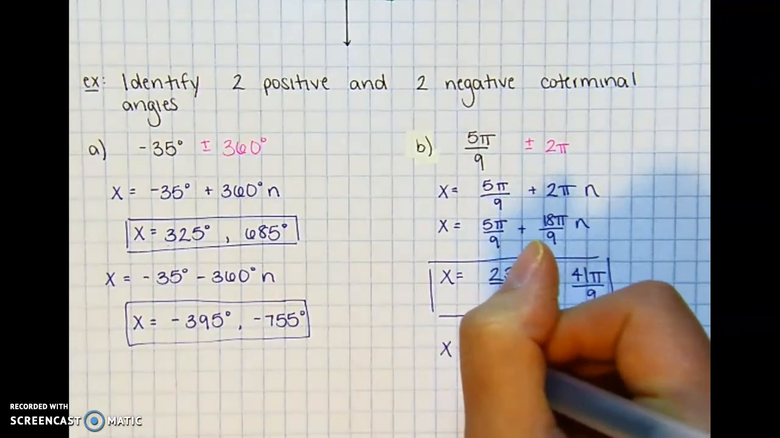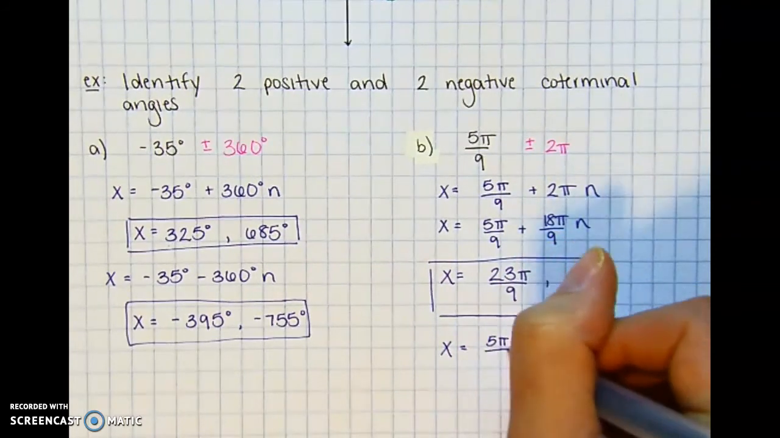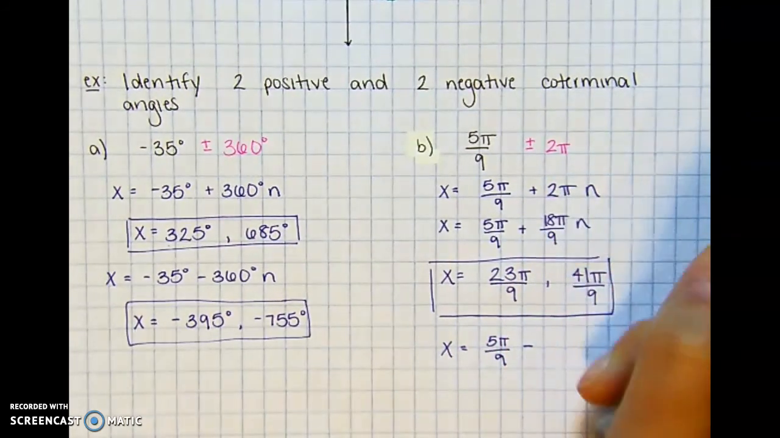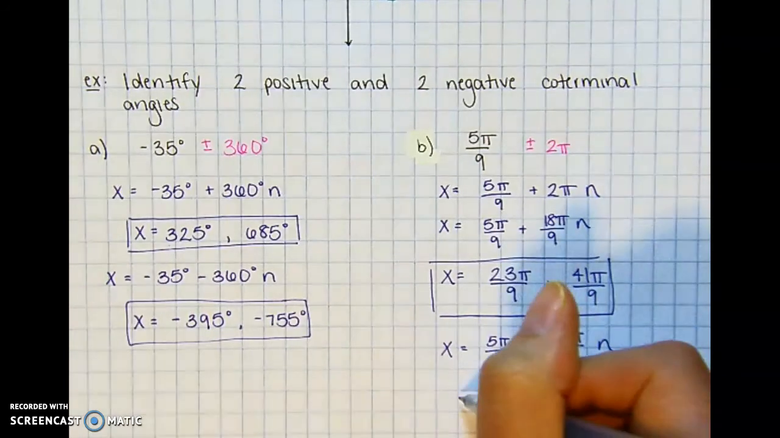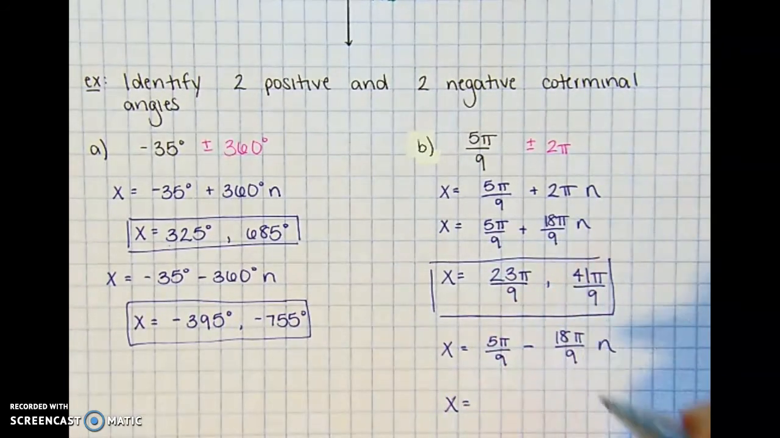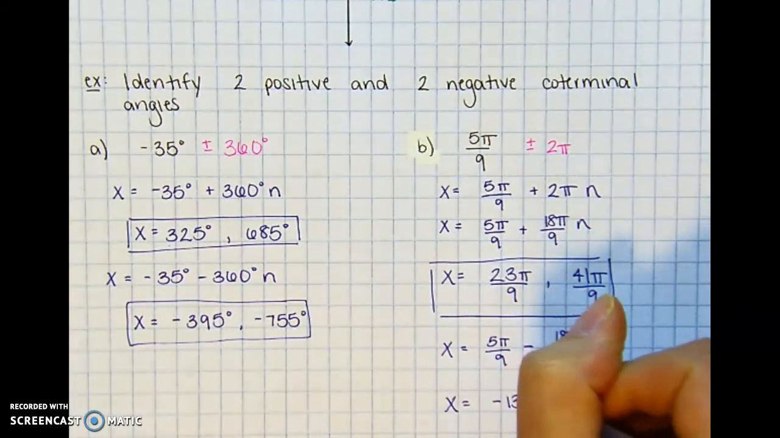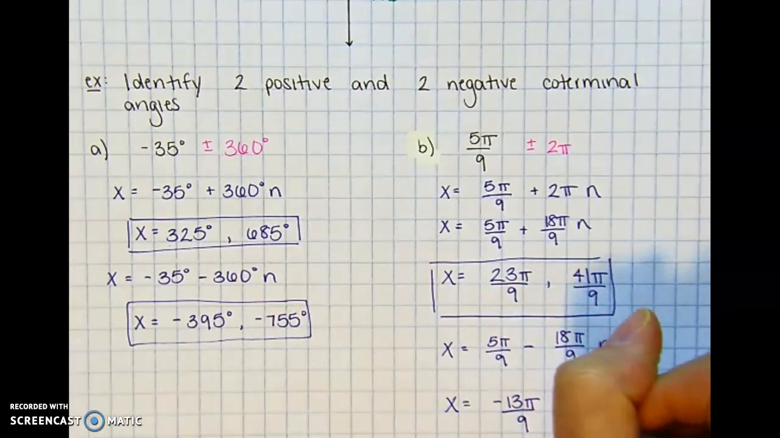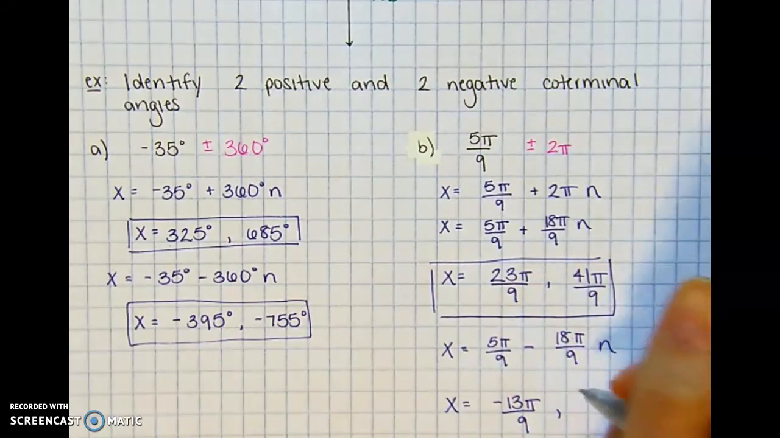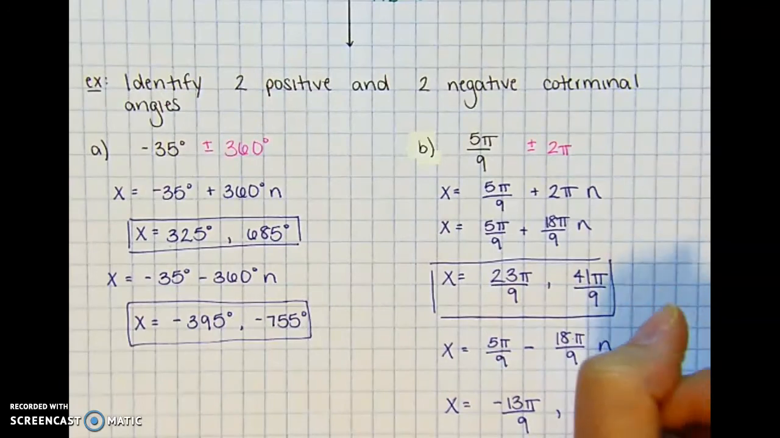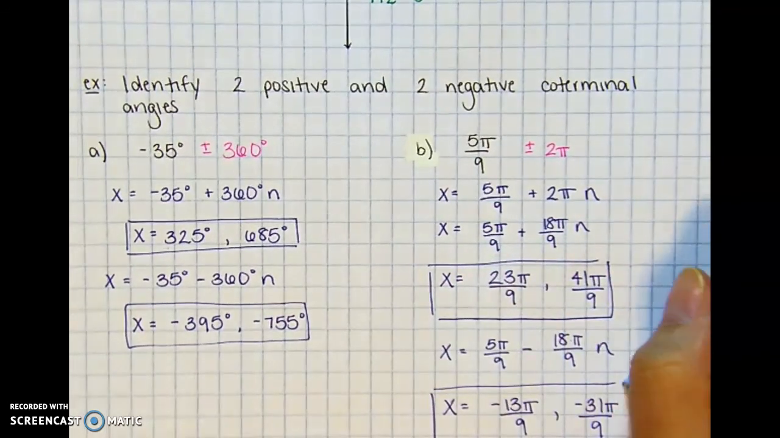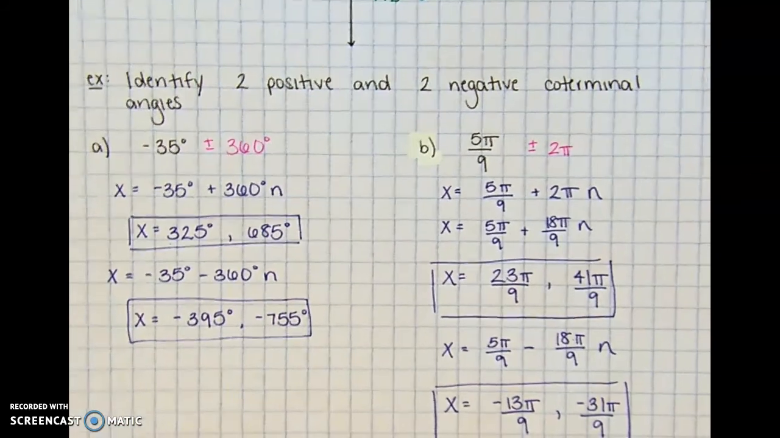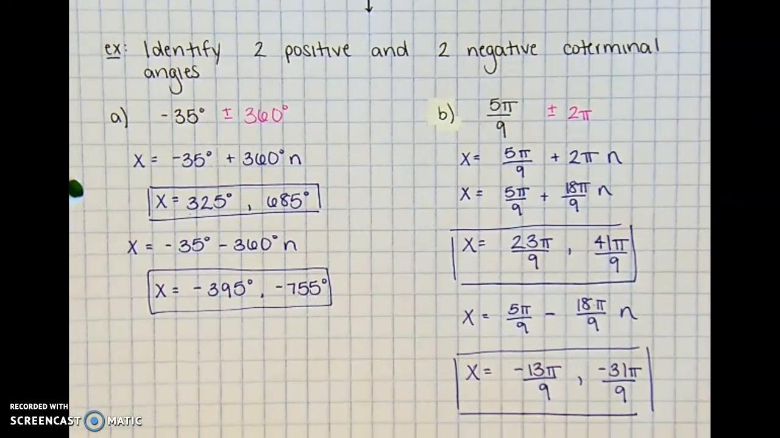And then for negative, I'm going to do the same idea, except subtract. And instead of doing 2 pi n, I'm going to just go straight to common denominator. Okay, so the first time I subtract, 5 minus 18 gives me negative 13 pi over 9. And then if I subtract 18 again, I get negative 31 pi over 9. So here's an example of two positive and two negative coterminal angles. And we'll do some more practice with this together in class.